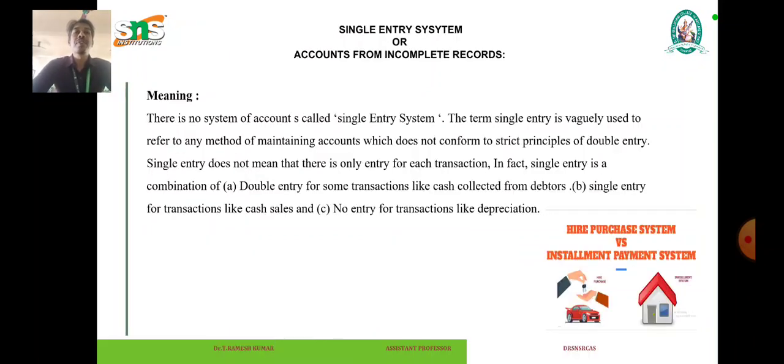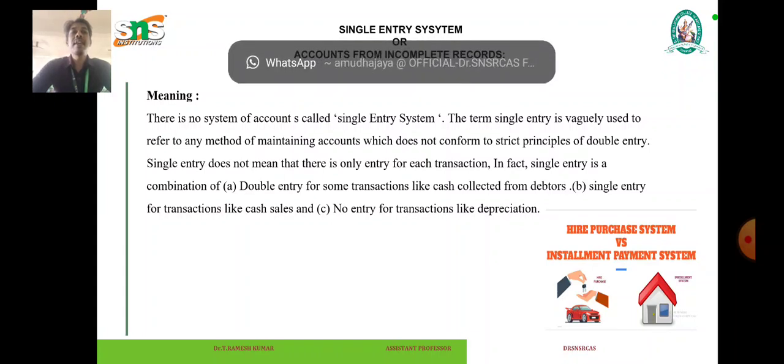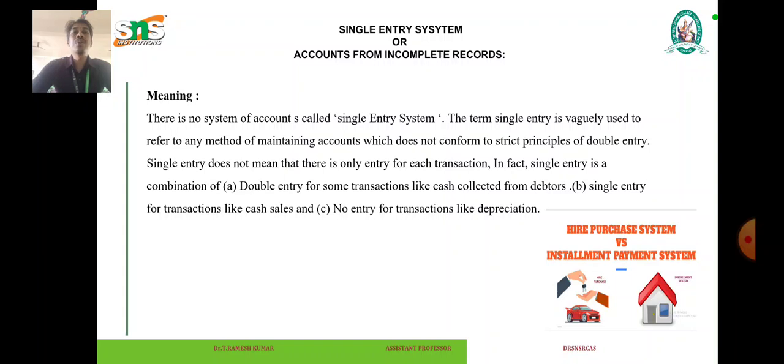Next, single entry system or accounts from incomplete records. Meaning, there is no system of accounting, it is called single entry system. The term single entry is vaguely used to refer to any method of maintaining accounts which does not conform to strict principles of double entry. Single entry does not mean that there is only one entry for each transaction.